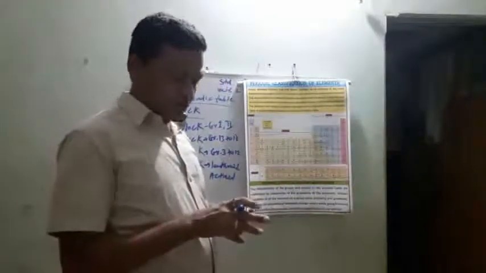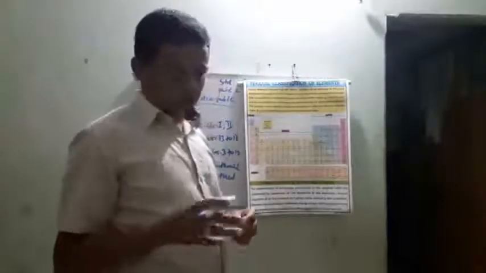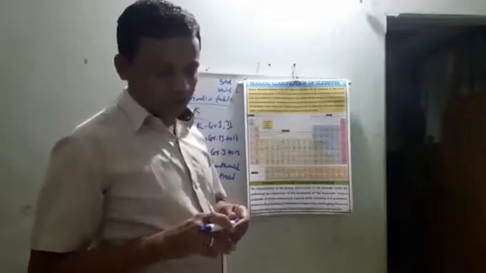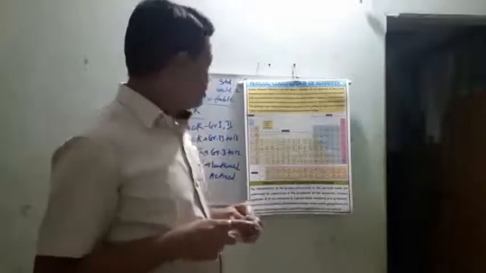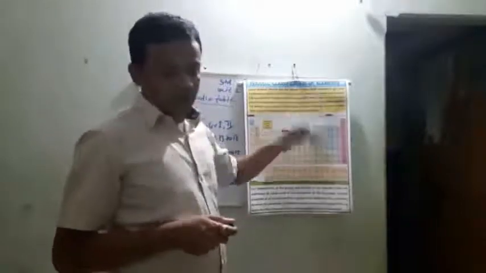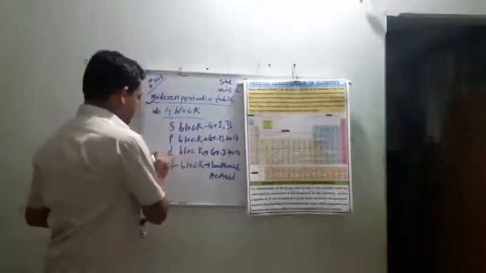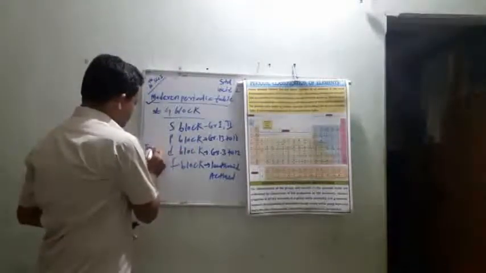Now in this chart you can observe that the D block elements are also called transition elements. D block elements are also known as transition elements.